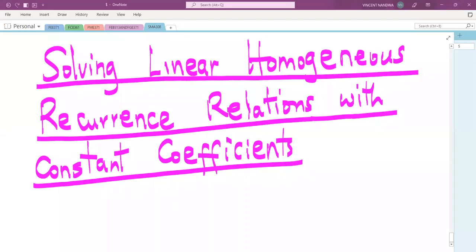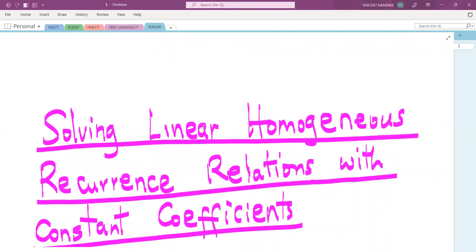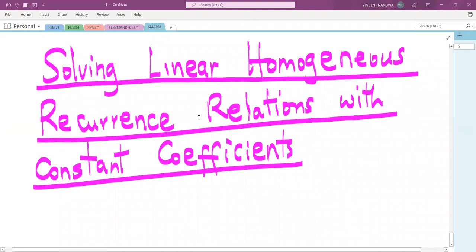Welcome to this session. In this session, we are going to derive the general formula for solving linear homogeneous recurrence relations with constant coefficients. So let's go into the class. So, solving linear homogeneous recurrence relations with constant coefficients.